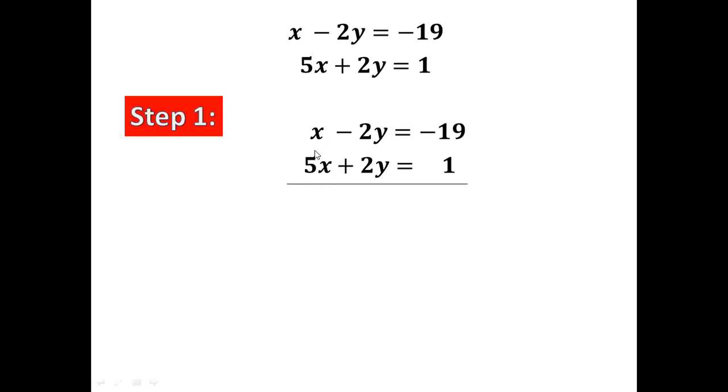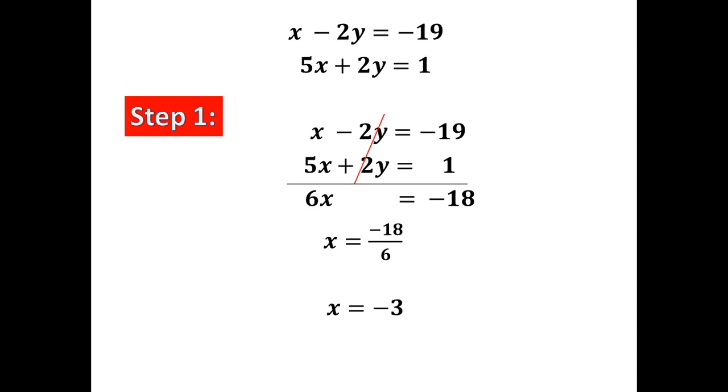Okay, so when you add both of them, x plus 5x is going to give you 6x, and minus 19 plus 1 is going to give you minus 18. Okay, so that means x is going to be minus 18 over 6, which is x is equal to negative 3. So this is what you need to be doing.